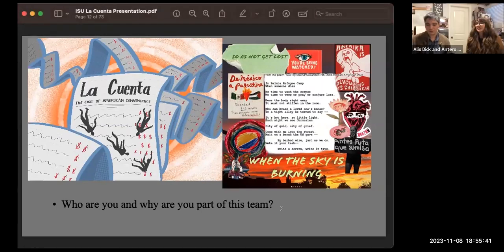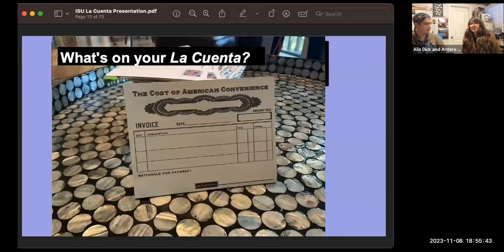I'm going to put up a picture of a postcard. And Alix, you want to describe kind of what this is? Of course. And before I go there, I just want to say how grateful we are for Christian and Laura. La Cuenta wouldn't be possible without you guys, and we are just so grateful for you to share your heart the way that you do, and to share your art.